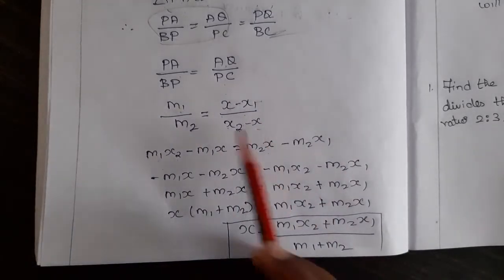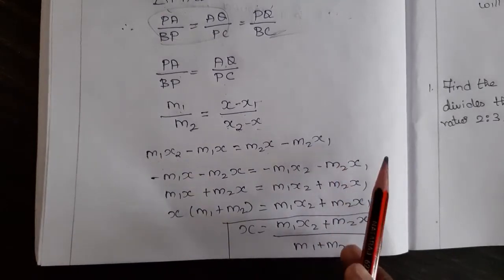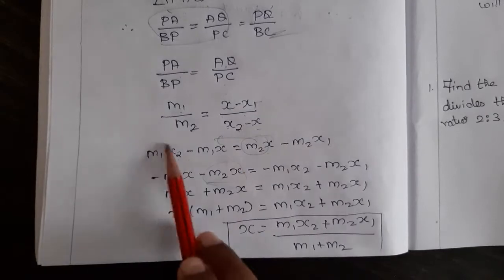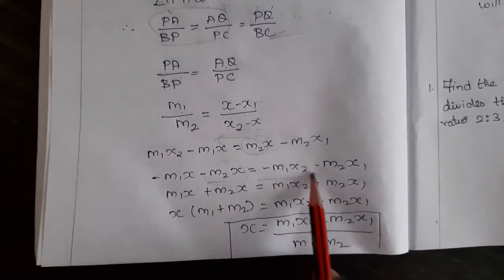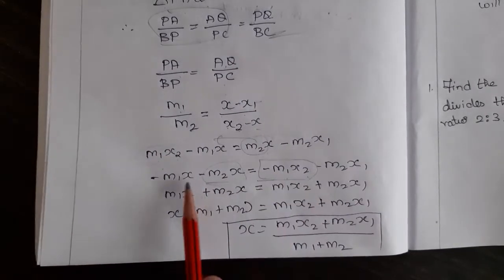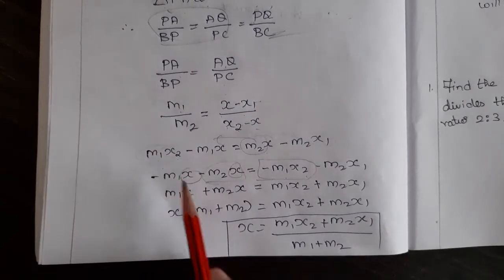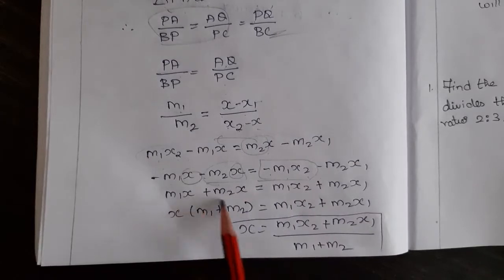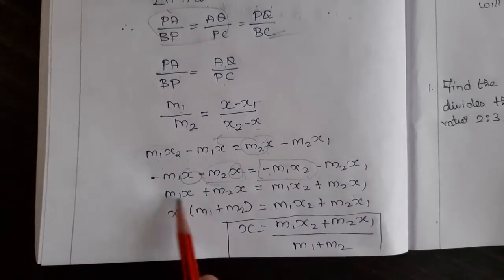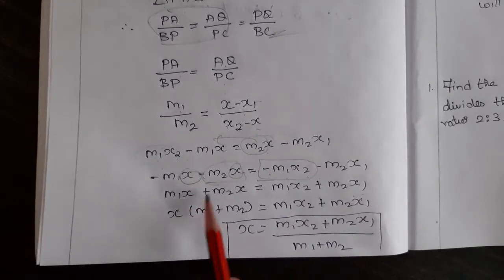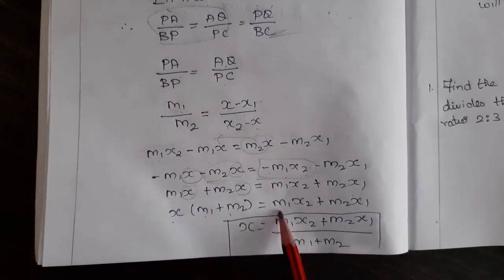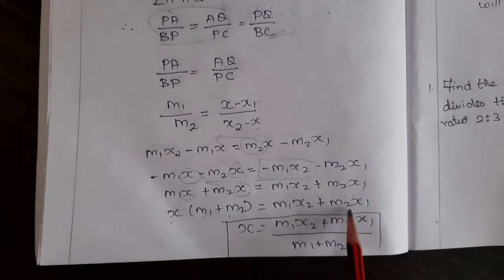So let me bring the x terms this side and the x1, x2 terms that side. If you bring it here, it will become a minus, and if you take that, it will become a minus M1x2, right? From here you can find x is common. Before that we can see everything is negative, so we change it into positive. Everything becomes positive here, and x is the same, so we take it outside. So M1 plus M2 times x is equal to M1x2 plus M2x1.